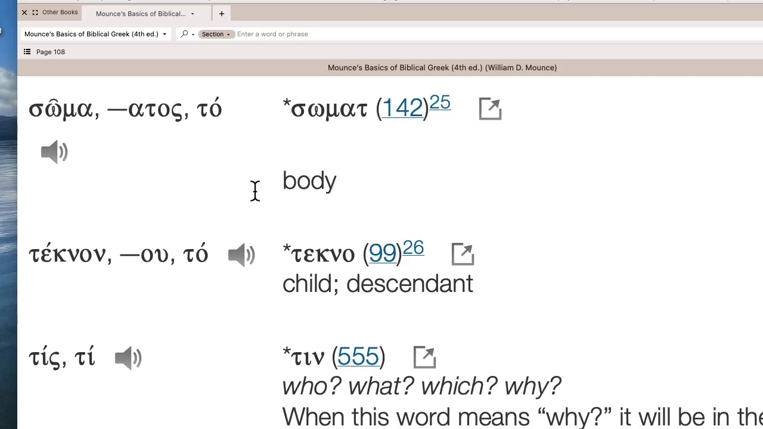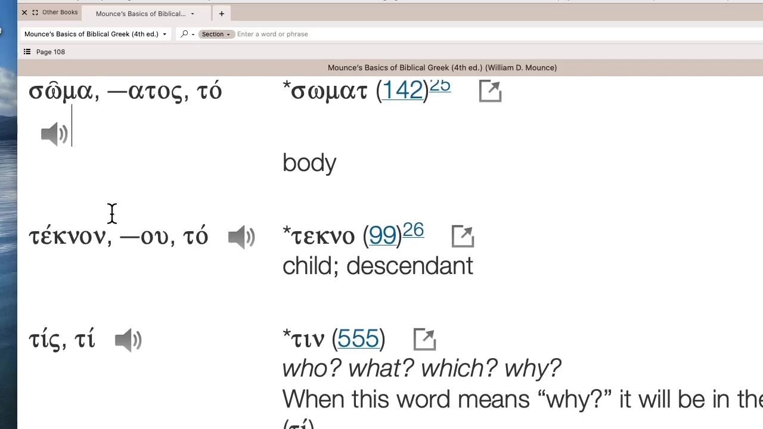Here's another third declension noun, this one being a neuter. Soma, somatos, somati, etc. It's a mat stem, just like onoma, onomatos, etc. Soma, somatos, so it means body. Maybe you remember in English, somatic, something like that.